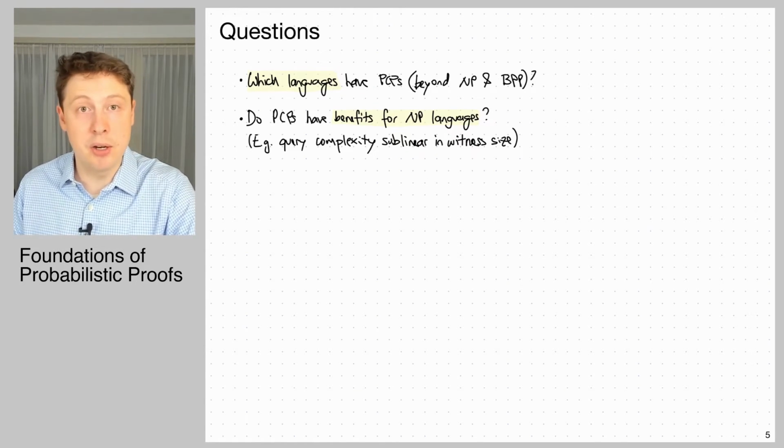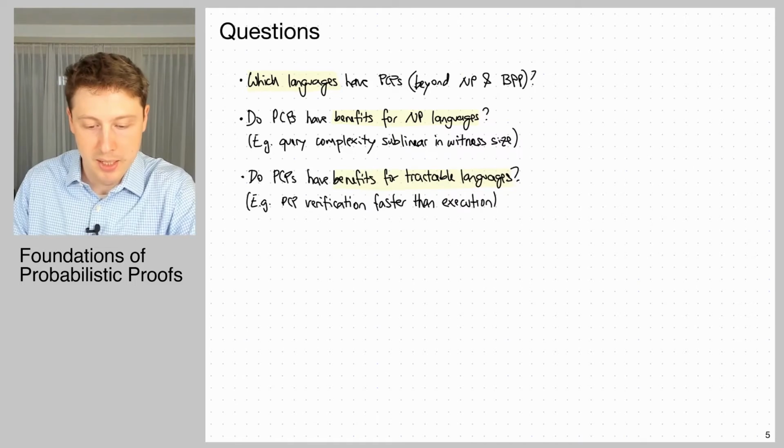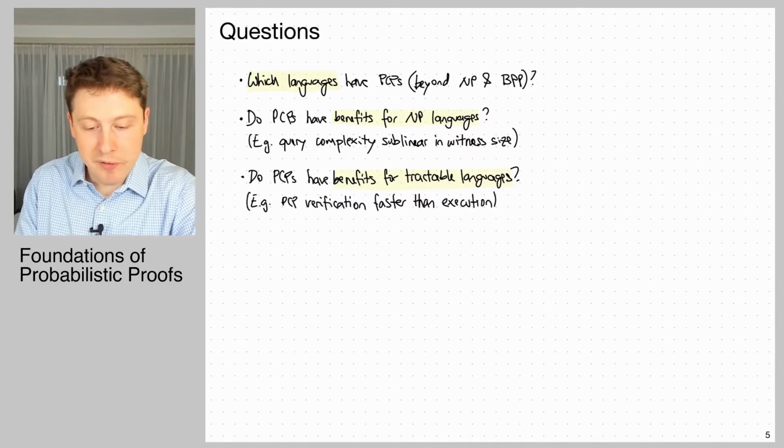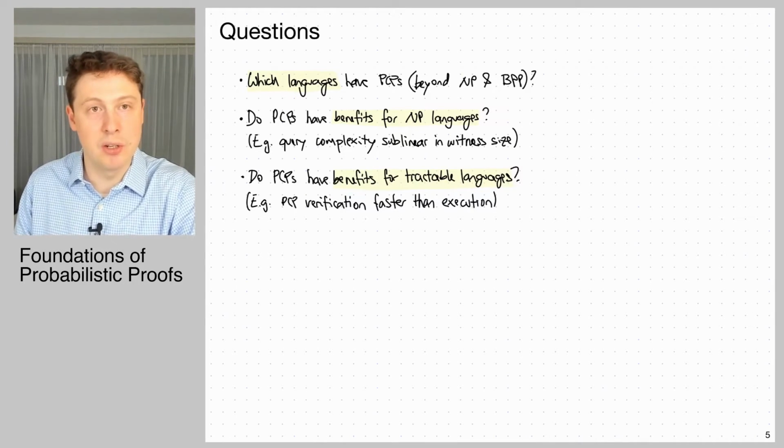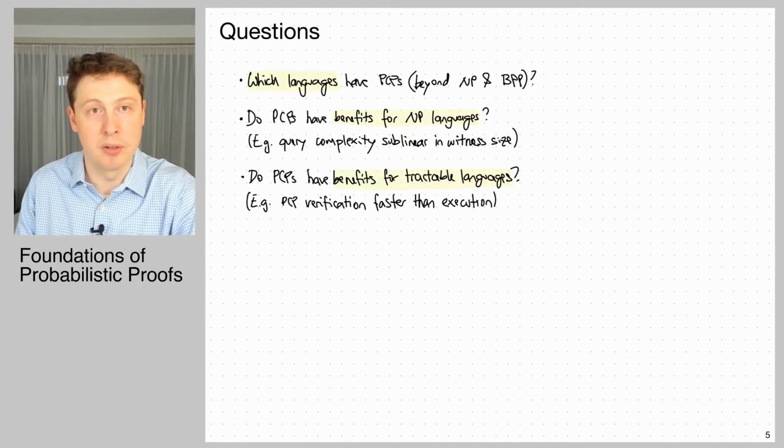That would be saying, can you verify a three coloring of a graph by encoding the three coloring somehow so that you don't have to read all the colors, the color for every vertex, right? So there's some non-trivial encoding of the three coloring. Or even further below, you could ask a question analogous to doubly efficient interactive proofs. For tractable languages, can we have a PCP verifier that is running faster than execution, right?